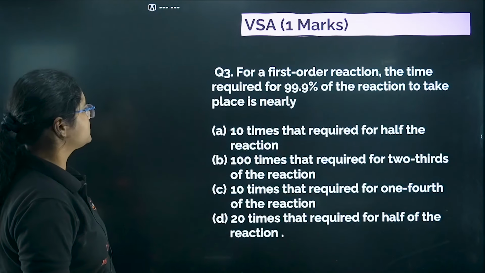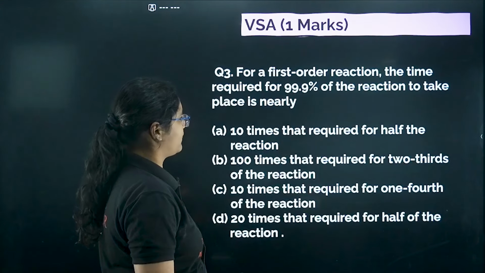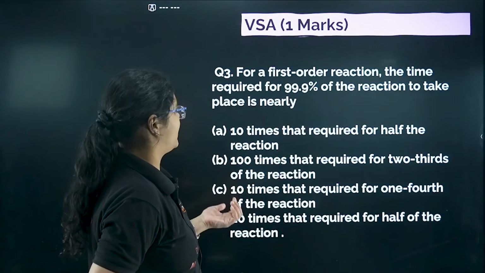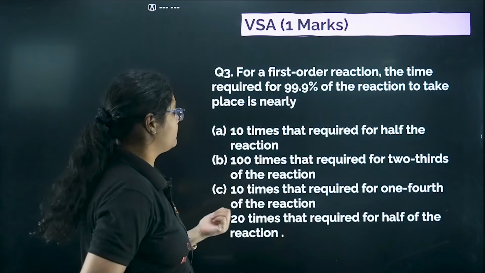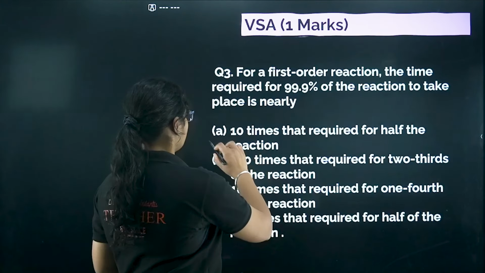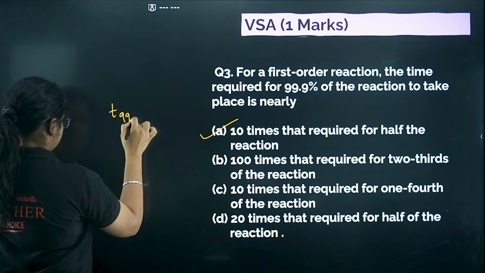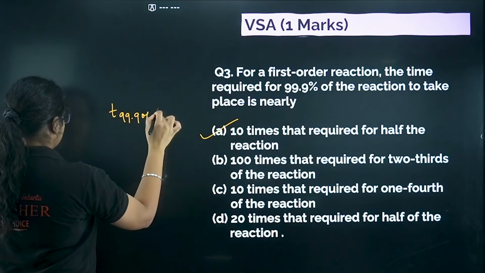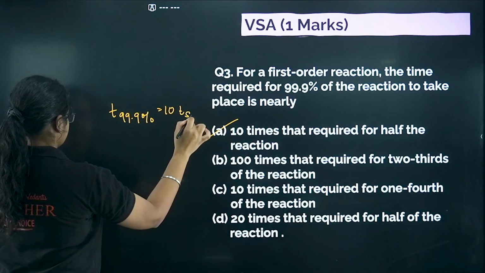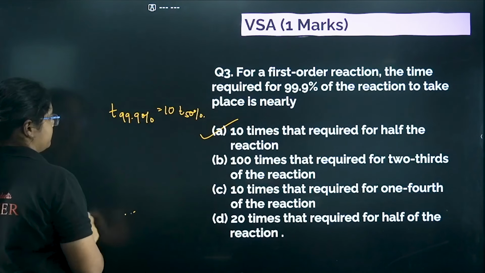Next, for a first order reaction, the time required for 99.9% completion of the reaction is equal to 10 times the half-life. We have derived this many times. You can verify this, or you can even remember this result. It will help you do easy calculations. This result you should remember.